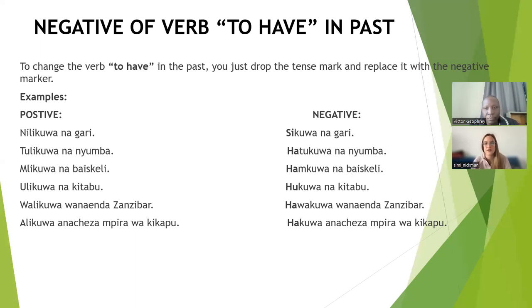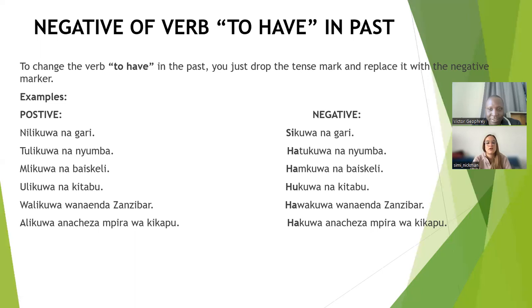Now you get them? Ulikuwa na kitabu, hukuwa na kitabu. Walikuwa wanaenda Zanzibar, hawakuwa wanaenda Zanzibar. You see this sentence? Walikuwa wanaenda Zanzibar, hawakuwa wanaenda Zanzibar.